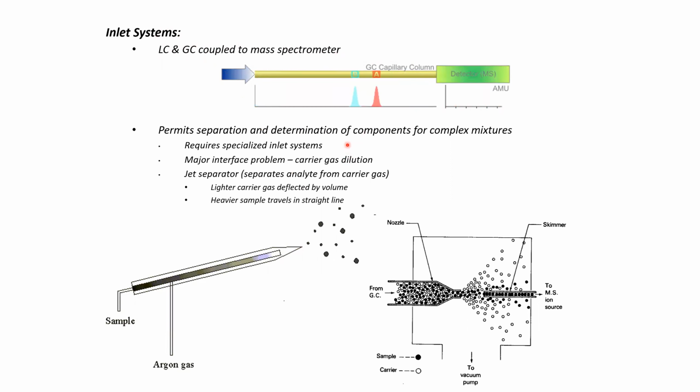It requires a specialized inlet system, of course. The major interference problem here is the carrier gas dilution. The jet separator separates the analyte from the carrier gas, and the lighter carrier gas is deflected by the volume, and the heavier sample travels in a straight line. So here, this is basically what is happening.